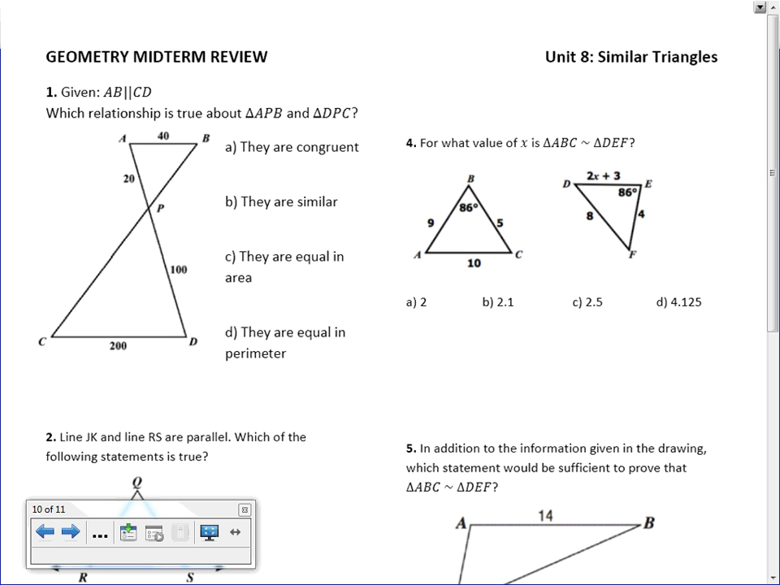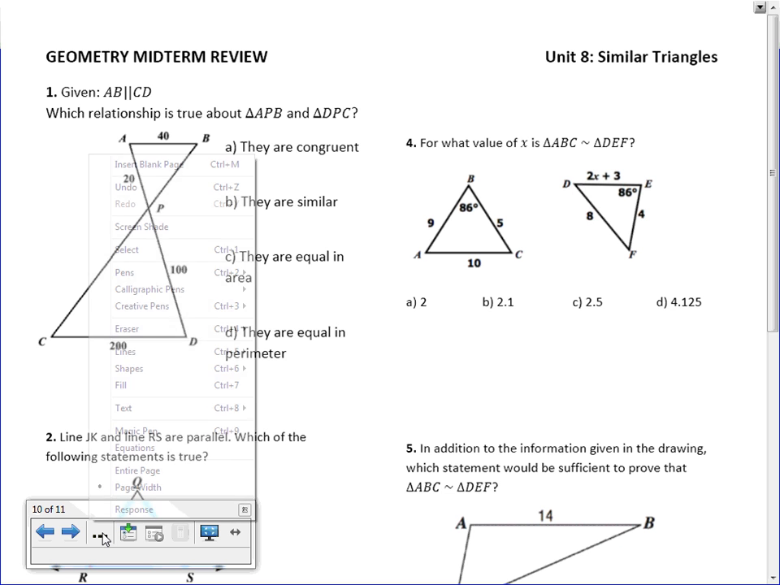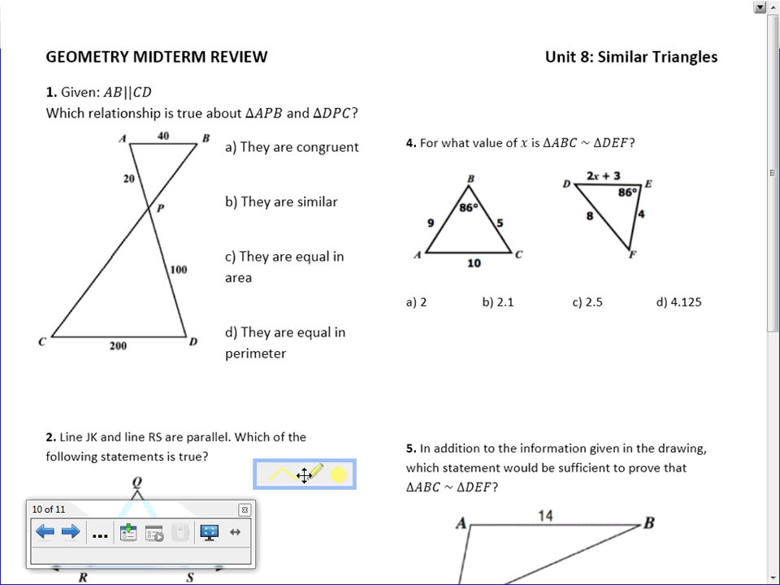Right, this is Ms. Fallon. This is the geometry midterm review packet, and find the page that says similar triangles.